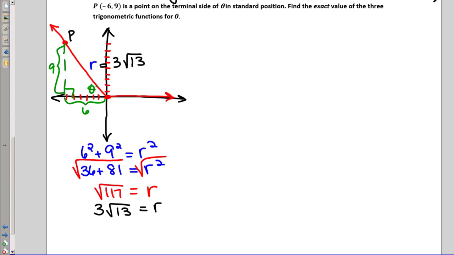Now that we know all of the lengths of the sides in this right triangle, we will be able to calculate the 3 trig functions. So sine theta is opposite over hypotenuse. So we have 9 over 3 radical 13. And then we just have to decide the sign, whether or not it's positive or negative. We can do that by considering the x value or the y value. In this case, we have a negative x, positive y. And in class, we said that sine is representative of y. Since y is positive here, sine will be positive.